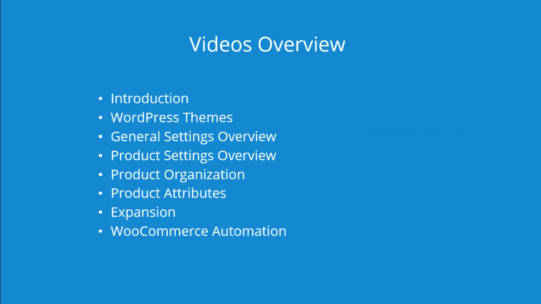Video 1 is the introduction. Video number 2, we're going to talk about how to get access to WooCommerce Themes. Video number 3, we'll talk about the general settings overview. Video number 4, we'll talk about the product settings overview. Video number 5, we'll talk about how to organize your products. Then in video number 6, we'll talk about product attributes. Video number 7, we'll talk about expansion. And of course, video number 8, we'll talk about how to automate WooCommerce tasks.